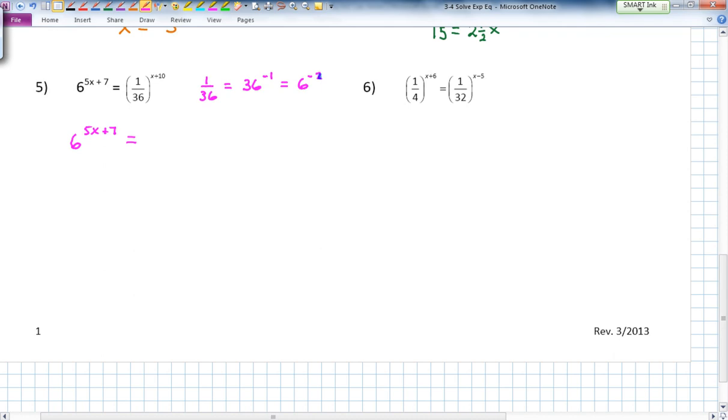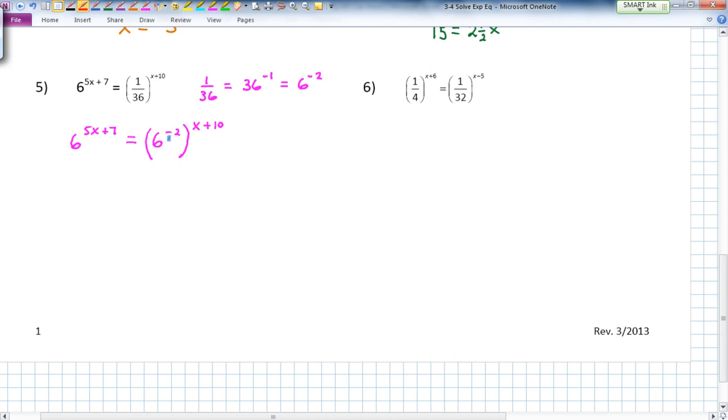Okay, now whichever way works for you, if you think about 36, 36 is 6 times 6. So 36 is really 6 squared. How do I flip that over and get it into the numerator? I write it as 6 to the negative 2. So the 1/36 that was on the right side here is going to become 6 to the power of negative 2. But now I have to go back and reattach that exponent of x plus 10. And I'm right back to where we were originally.